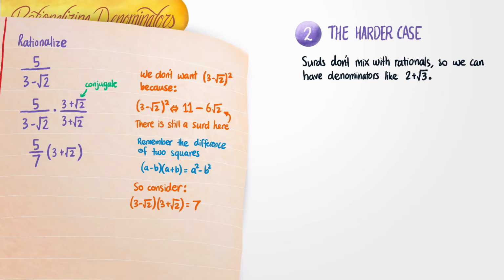So returning to the general case, anytime we have a situation where we have something like 2 plus the square root of 3, we need to look at the difference of two squares. So using the idea of a difference of two squares, if we have something like 1 over a plus the square root of b, we need to multiply by a minus the square root of b.